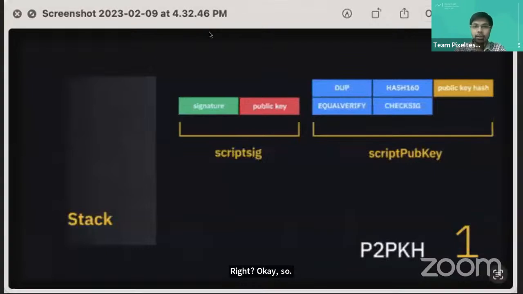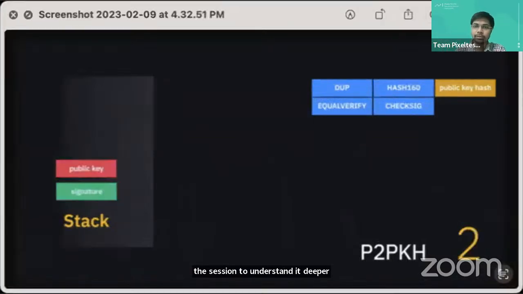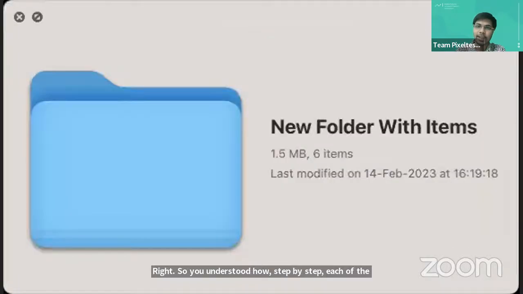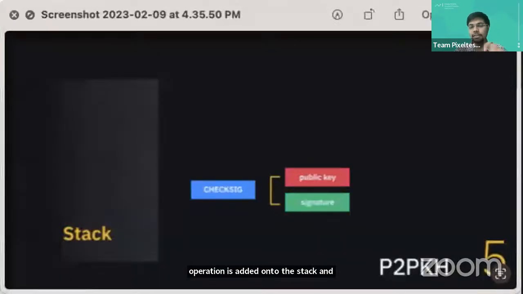You see this, we've understood a little about stack, where the data and the operation both are pushed onto something called stack, right? So people who have joined recently, you can go through the session to understand it deeper, either the actual session or the revision session. So you understood how step by step each of the operations is added onto the stack and executed, and how we have a full-fledged verification process that happens. So we've also checked this verification.